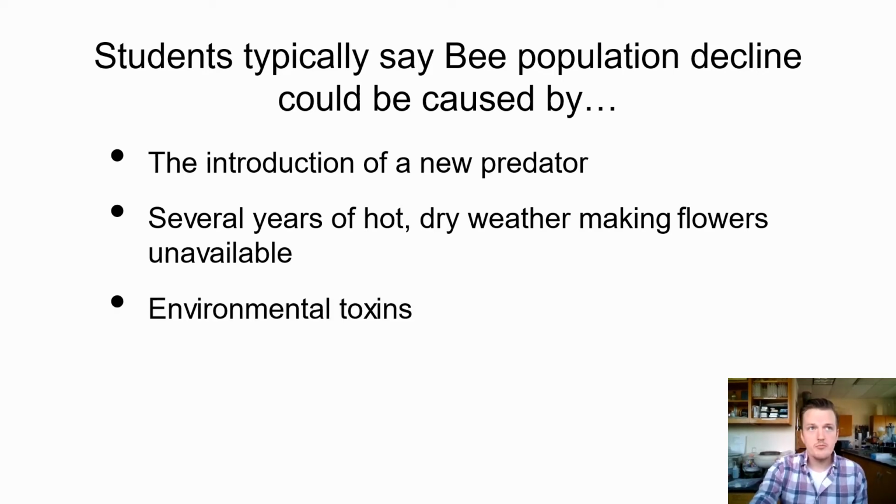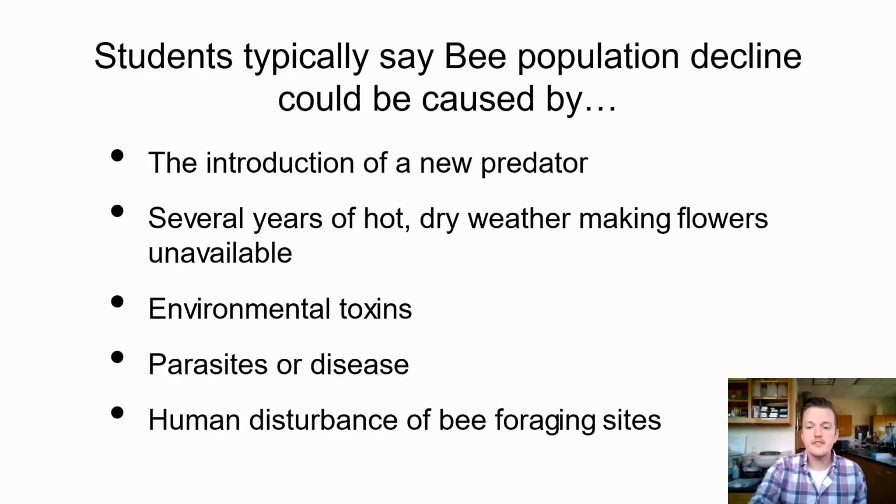Environmental toxins can be a huge source, so pollution is what we're talking about. And then parasites and disease, of course, can cause population declines. And so more than just pollution, human disturbance of bee foraging sites, so deforestation and just development. As human populations increase and expand, we're going to influence the bee foraging sites. So these are kind of the directions that most people's mind goes when they think about bee population.